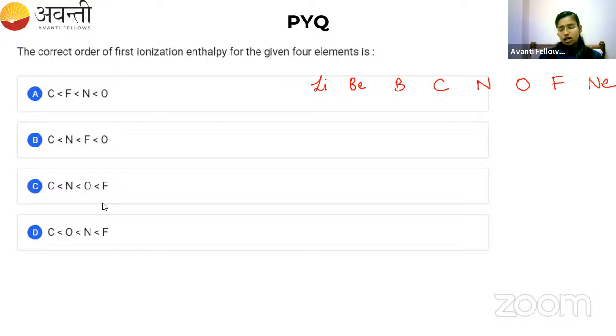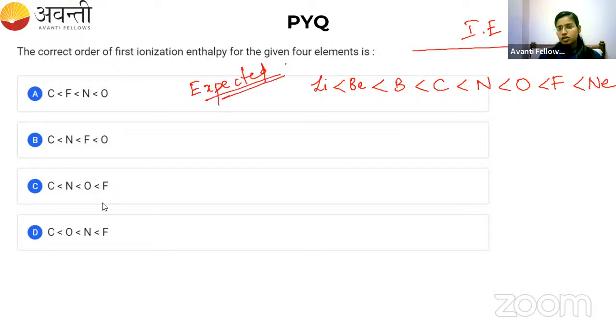This is actually according to the trend. Listen, according to the trend across the period, ionization energy increases. Means this should be the correct order, or I can say this is the expected order for second period elements. But we do have some anomalies, right? Beryllium and boron have some anomaly, and nitrogen and oxygen have some exception.